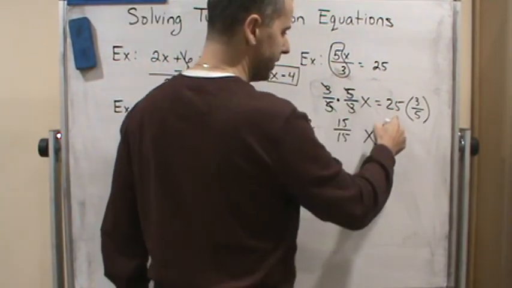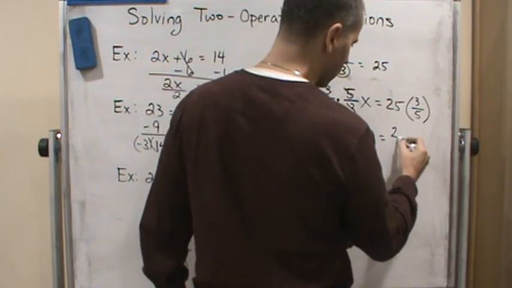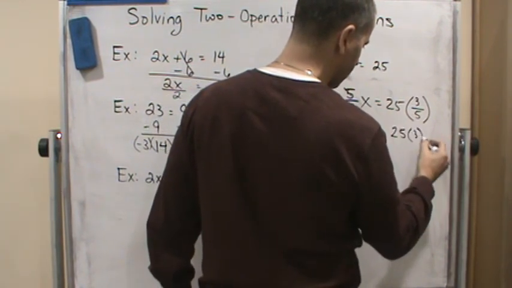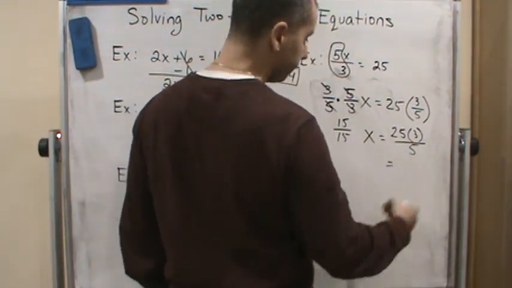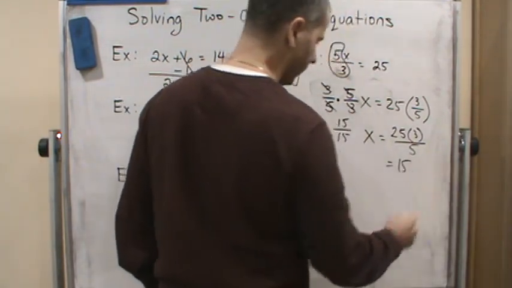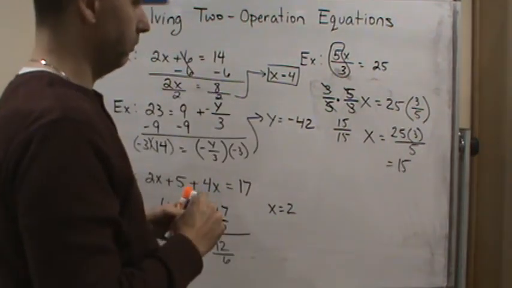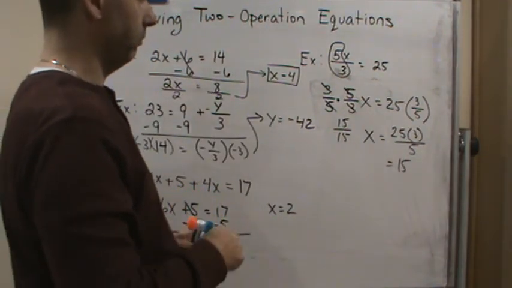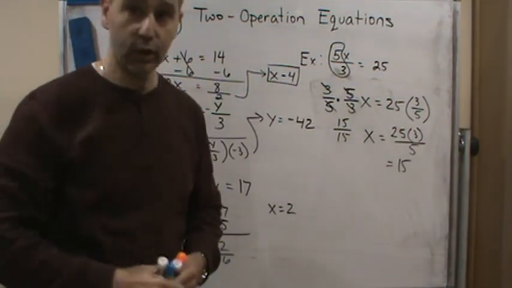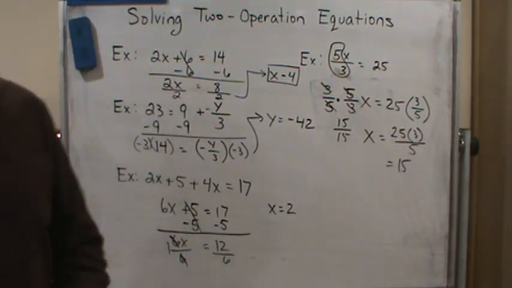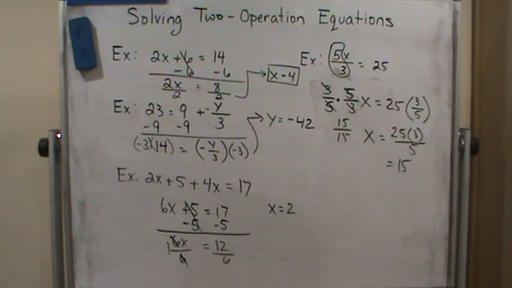And now, what happens here? Well, this is the same as 25 times 3 divided by 5, which gives me what? 15. And that's it. So again, it's that simple. Practice. Make sure you practice.